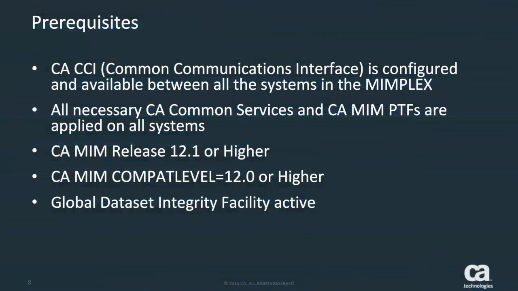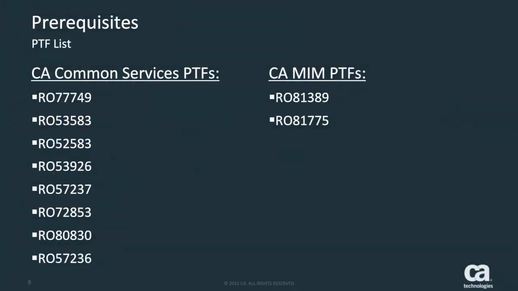There are a couple of steps for you to take before you are able to use the MIMQuery service. You must install CA Common Communication Interface and have it configured to have a path between all systems in the MIMplex. You must ensure that all necessary CA Common Services PTFs are installed on all systems in the MIMplex, and you must be running at MIM release 12.1 or higher with compat level 12.0 or higher. Here is a current list of all CA Common Services and CA MIM PTFs that are required. All the prerequisites and required Common Services PTFs are listed in the MIM documentation at wiki.ca.com.